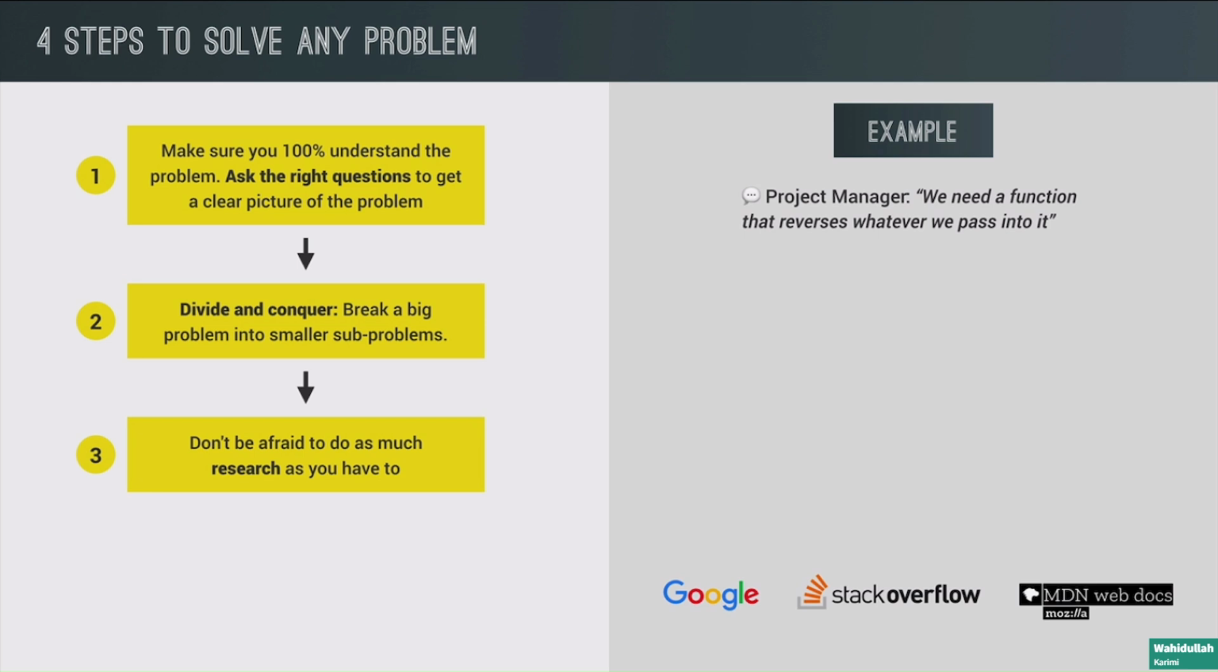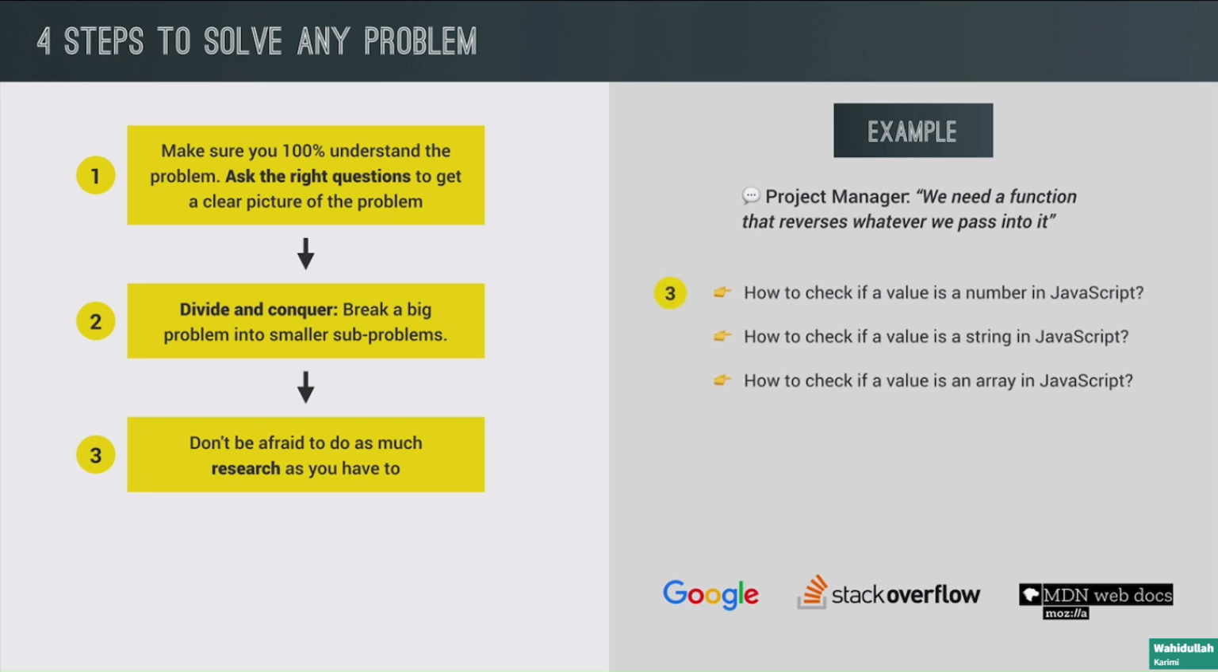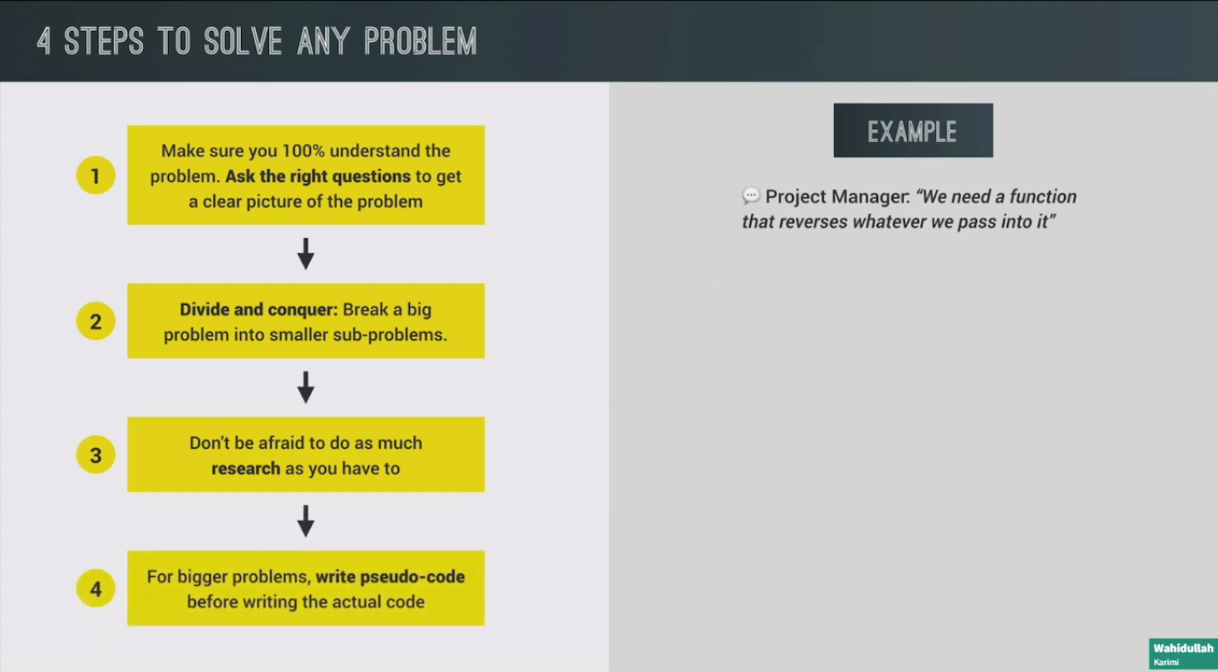So you really should not be ashamed when you don't know enough to solve a certain problem. That's just completely normal. Now, in this case, some questions that we could Google are how to check if a value is a number or an array or a string in JavaScript. Or we could Google how to reverse a number or a string or an array in JavaScript. Okay? And again, we will do this in the next lecture on a real problem together.